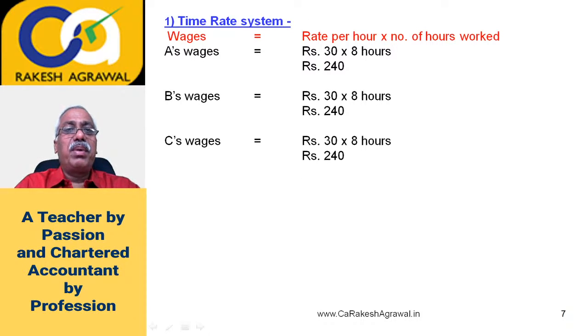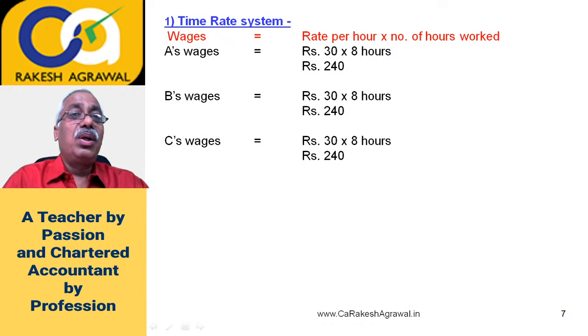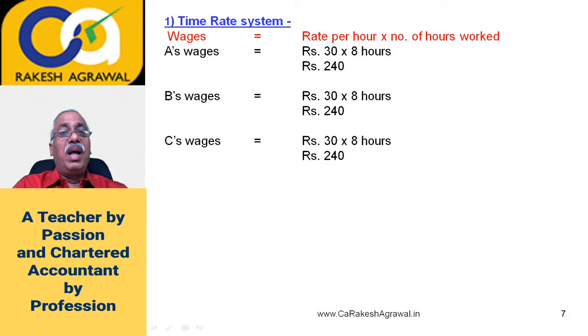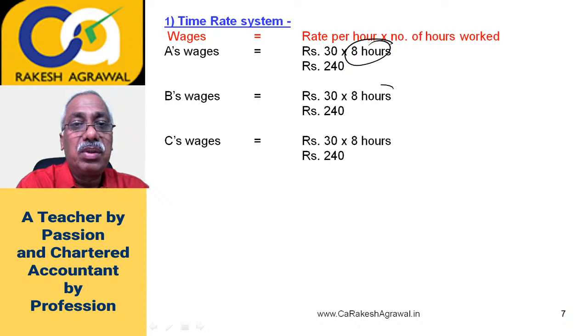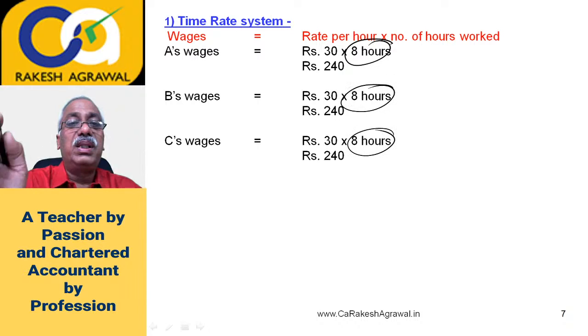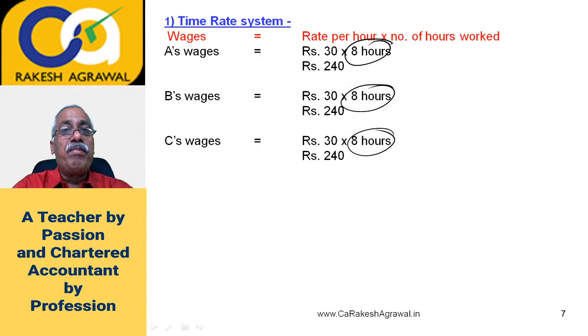Now you might be surprised that worker A was very efficient. He had produced more, B had produced less, and C had produced the least, but still all are getting the same wages. And that is the drawback of time rate system. As you are making the payment on the basis of time and not on the basis of output or efficiency of workers, as time spent by each one of them is 8 hours, so naturally they will get the same wages, that is rupees 240.